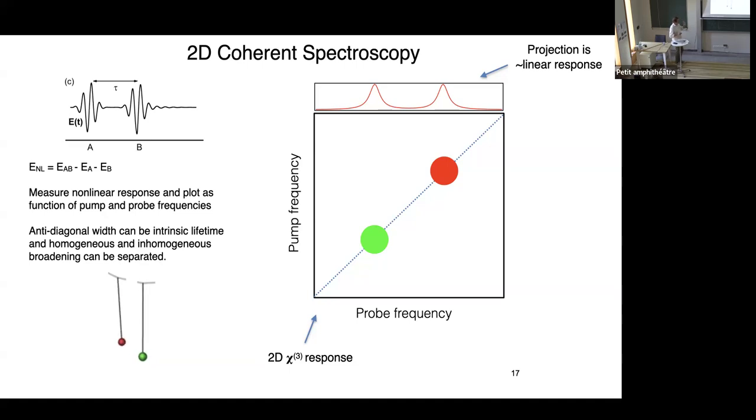Now, very roughly speaking, the projection of these two spectral responses on the probe frequency axis, that's the linear response. Okay. Now, imagine a situation where let's say I have these two oscillators, but now I'm going to couple them together. Now, what happens in the linear response? Again, this projection here is roughly the linear response.